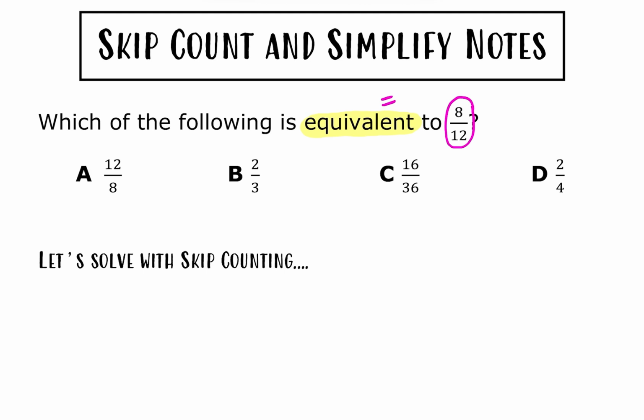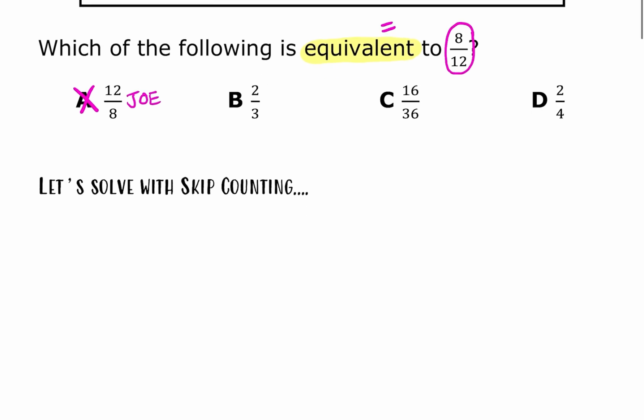So the first thing I want to get rid of is my Joe Schmo. And my Joe Schmo is A, because you cannot just flip a fraction, because this is 8 twelfths right here. Sorry, this is 8 twelfths, 12 over 8. These are not the same thing. You can't just flip a fraction and say they're the same thing. So A is my Joe. I know that's definitely not going to be my answer. But if you notice, B has 2 different numbers, C has 2 different numbers, and D has 2 different numbers, all that are different from 8 over 12. So we need to decide what's equivalent.